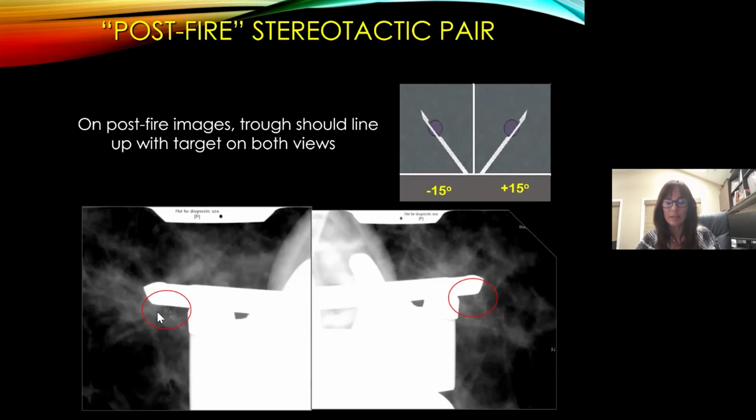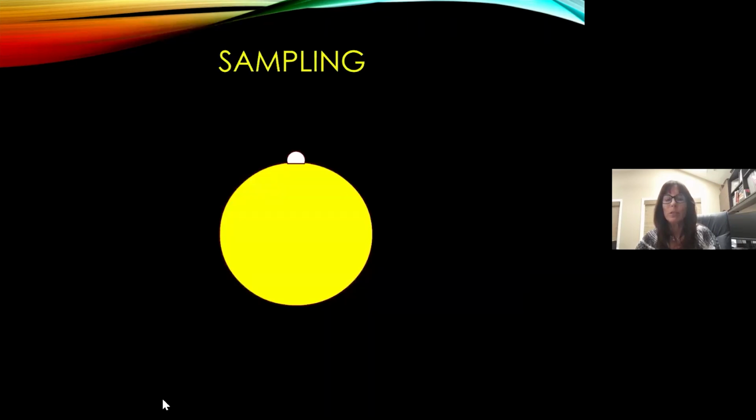In this case, the target calcifications align with the trough, although they are towards the nipple. This would be chest wall in the patient, and then this would be the nipple down towards the bottom of the screen. And so we would orient our trough towards the nipple and sample in that direction.